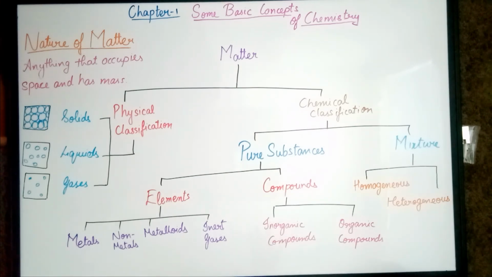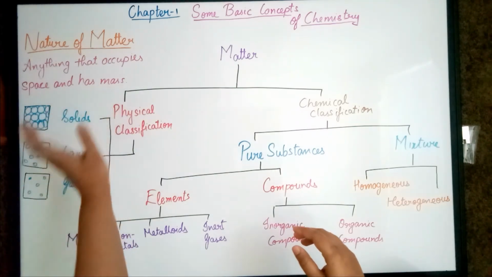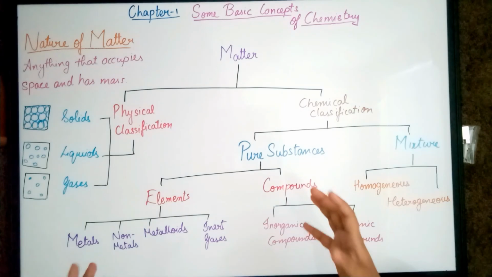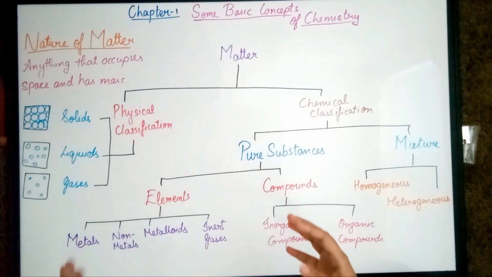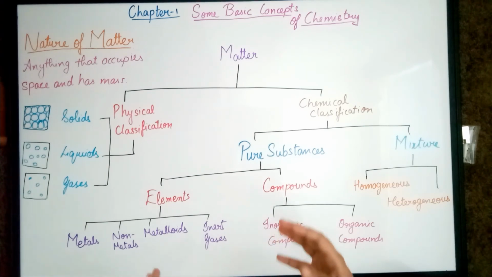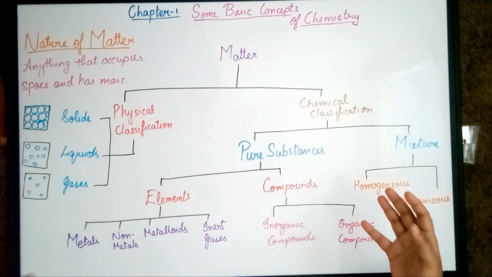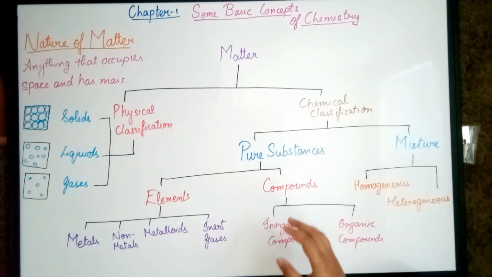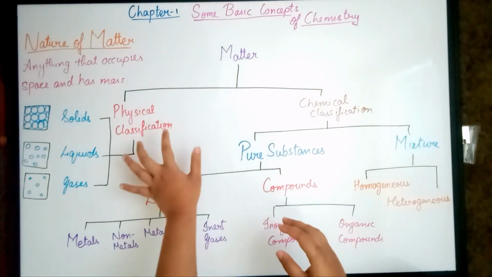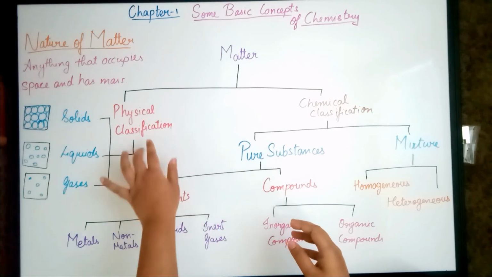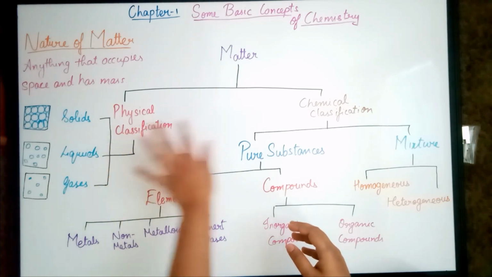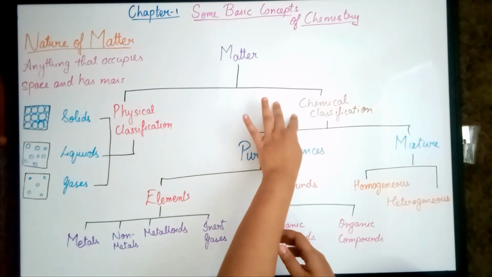So, matter is anything that occupies space and has mass and can be perceived by our senses. This is the definition you've been learning from grade 7 or 8, and this has stayed with us till now. When we talk about matter, there are two main types of classification that we can provide it with. The first is the physical classification, the second is the chemical classification.